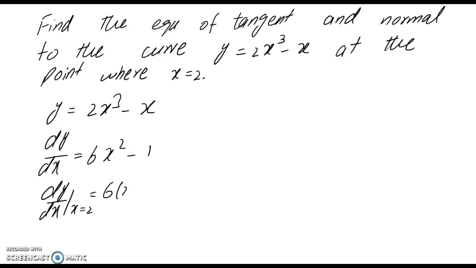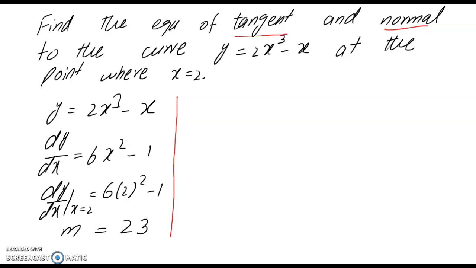So 6 times 2 squared minus 1. That means the gradient of the tangent is 23. Now we know the gradient of the tangent is 23. In the first place it says find the equation of a tangent, and then we have to find the equation of a normal too.